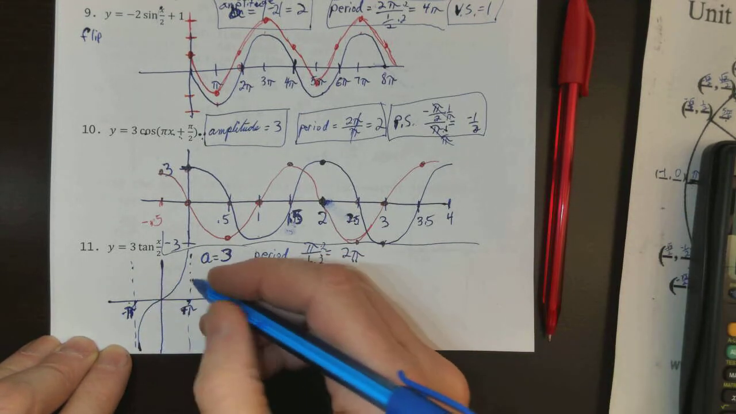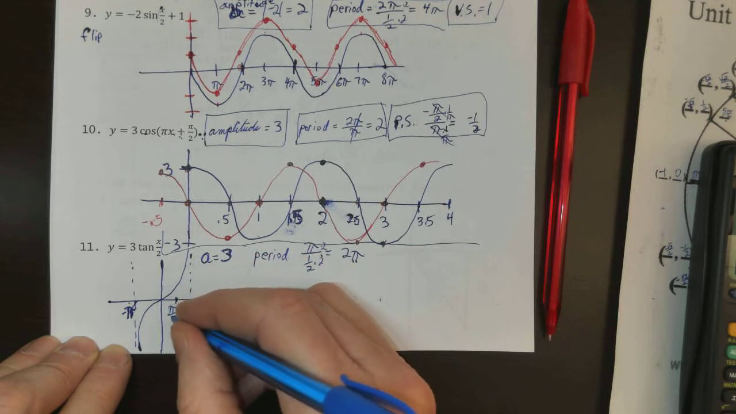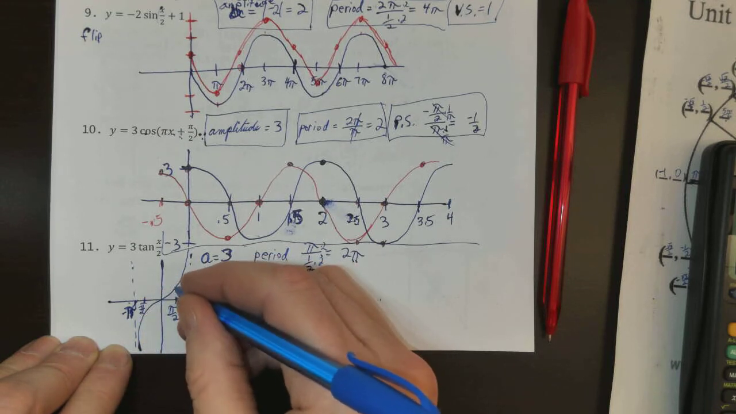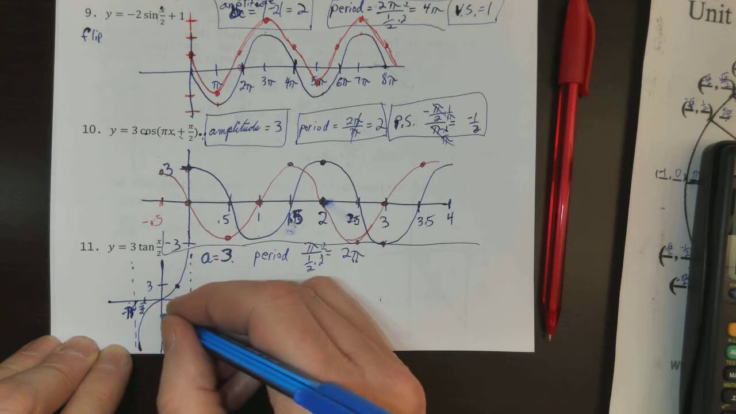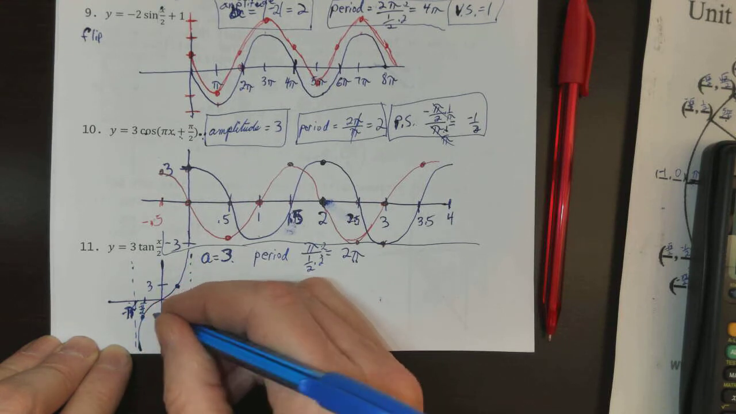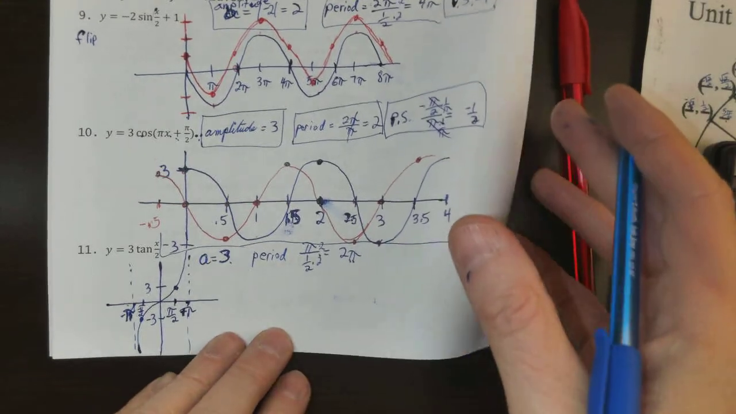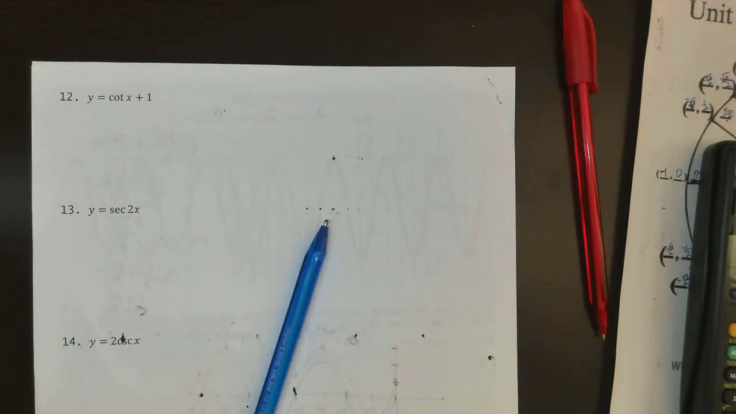So let's mark half of that, which is pi over 2. Half here is negative pi over 2. And where that hits is at 3, and where this hits is negative 3. So there's the graph of y equals 3 times the tangent of x over 2. All right, I think I'll save this last page for the last video.